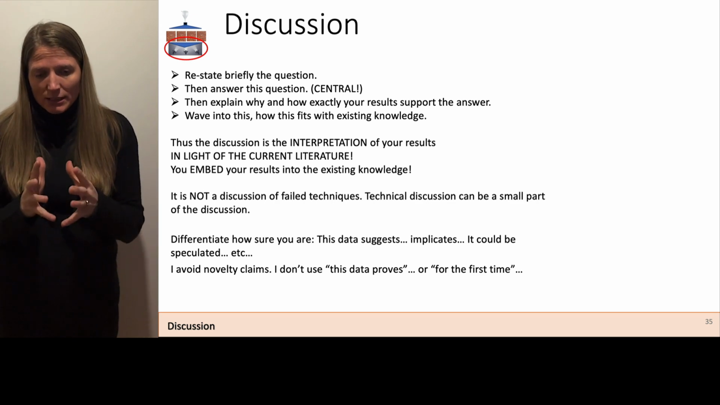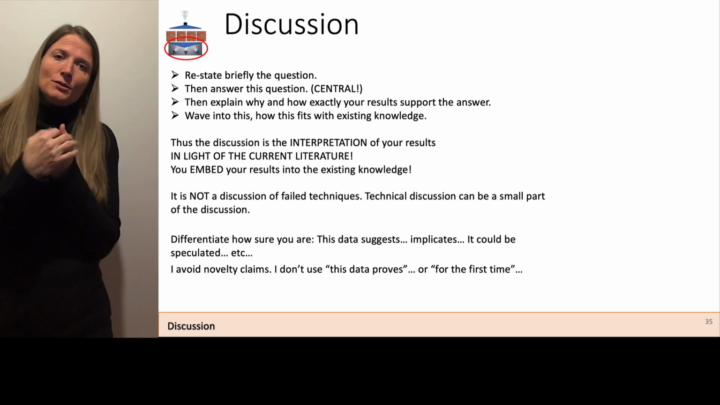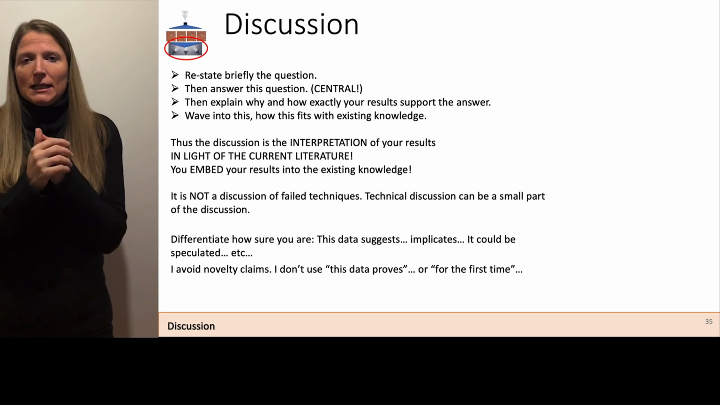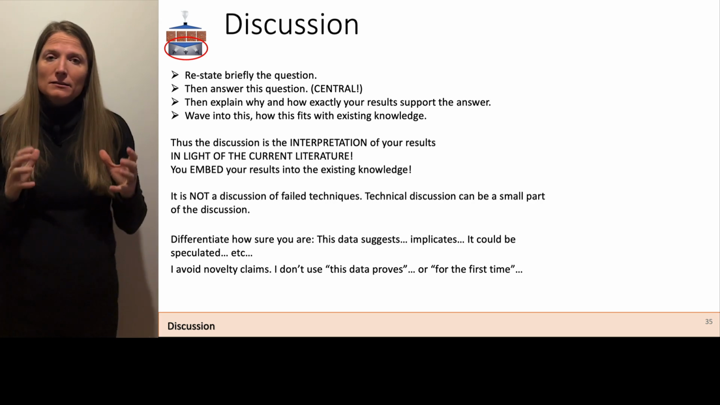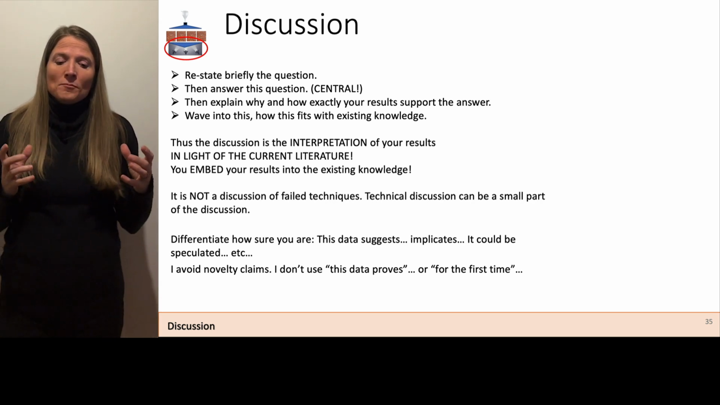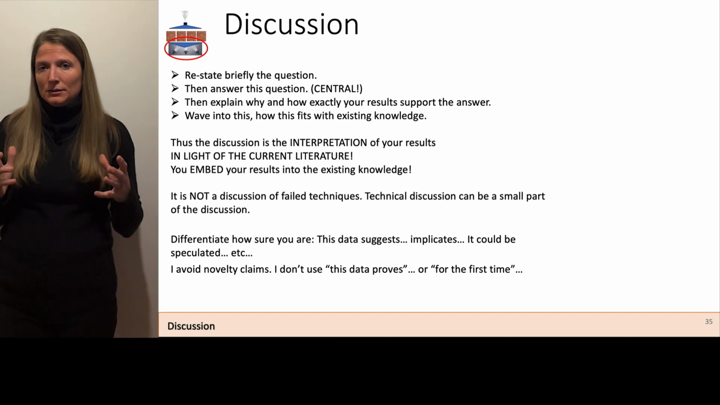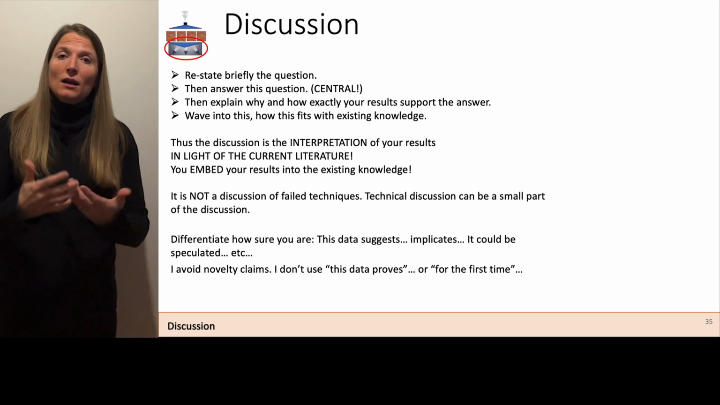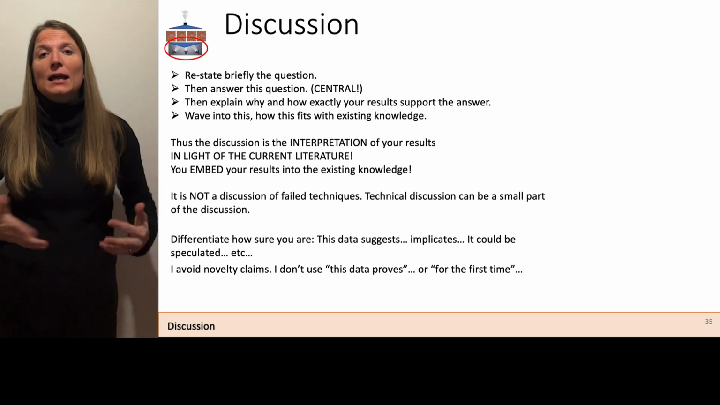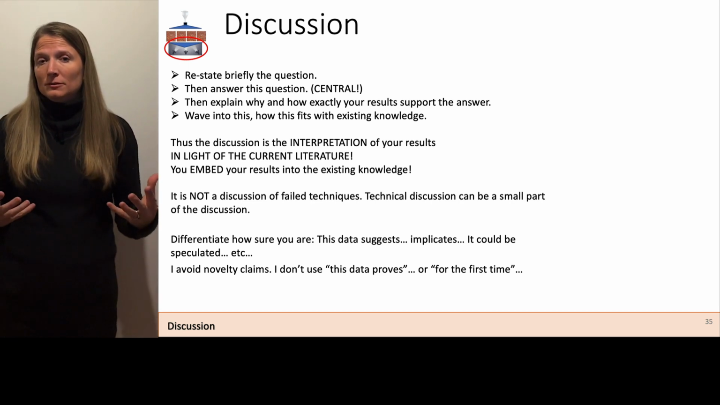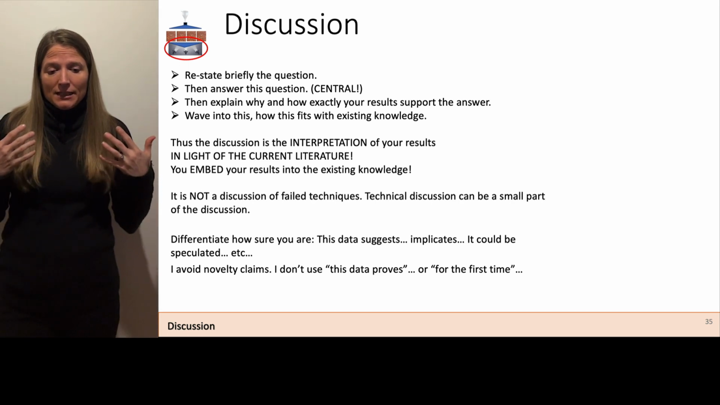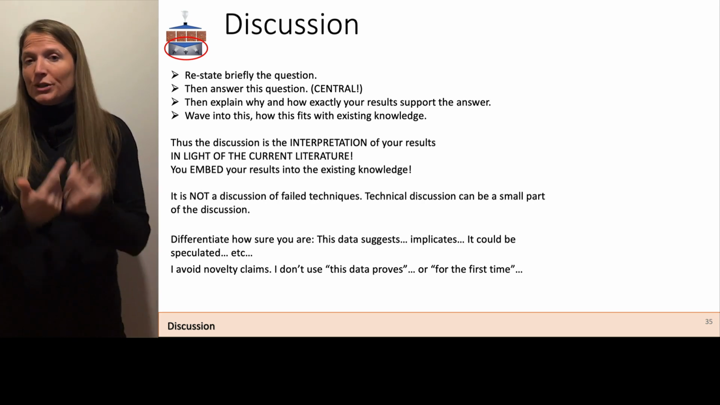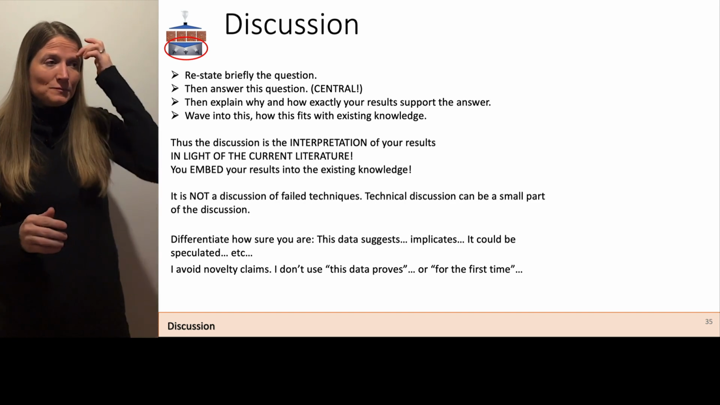So the discussion is not a discussion of why a particular experiment did not work out. Technical details can be part of the discussion, but it should be a smaller percentage of it. The large chunk of the discussion should be to discuss and interpret your results in light of the current literature, and to embed your results within the body of knowledge that already exists.